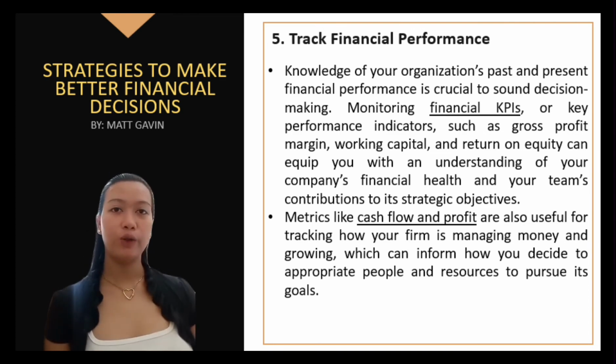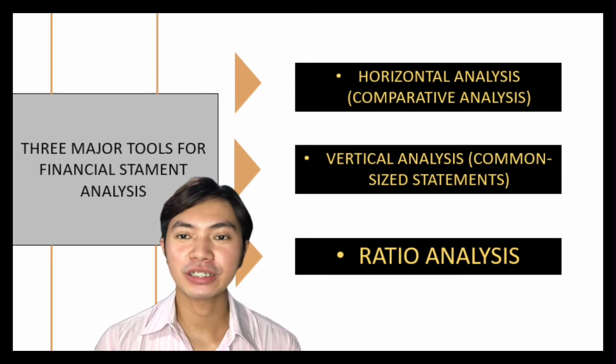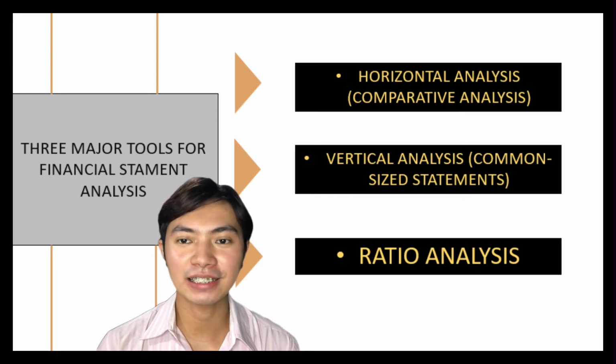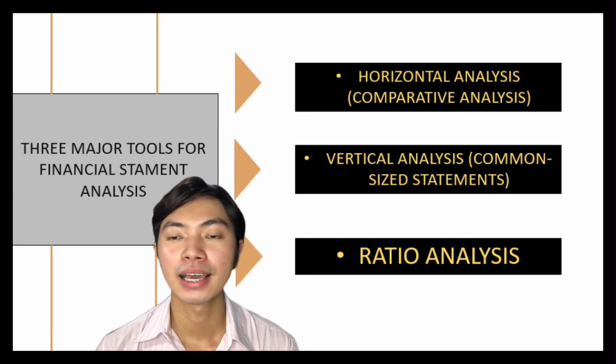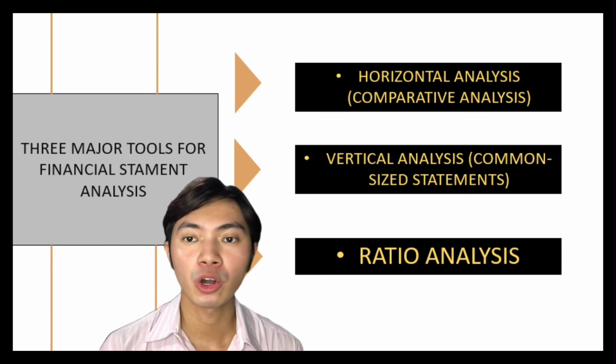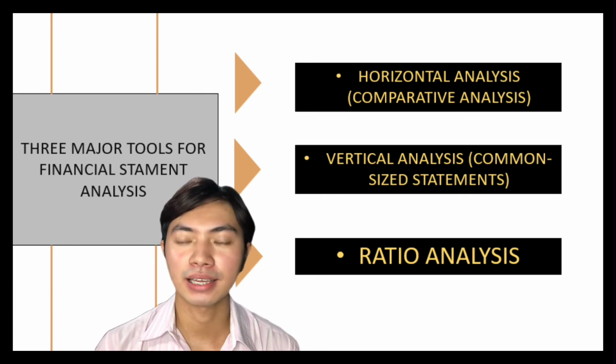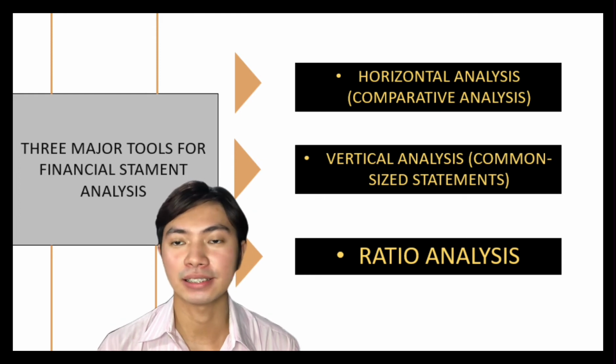That's all. Thank you. There are three major tools in financial statement analysis. First is the horizontal analysis or comparative analysis. Next is the vertical analysis or the common size statements. The last is the ratio analysis.